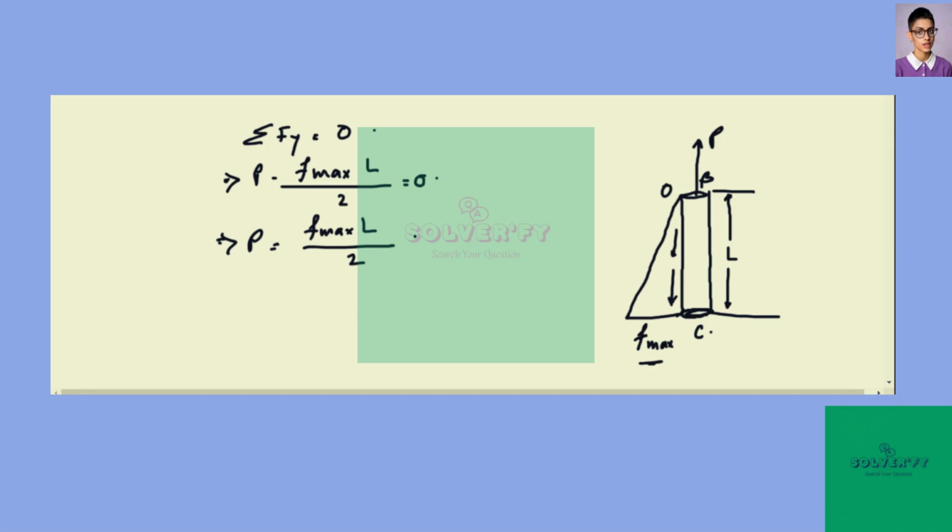Here P is the force required to pull the rod, L is the length of the rod, and F max is the friction force per unit length at C. Therefore, the force which is required to pull the rod out of the ground is F max L upon 2.